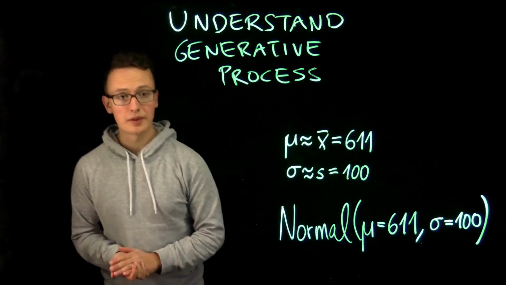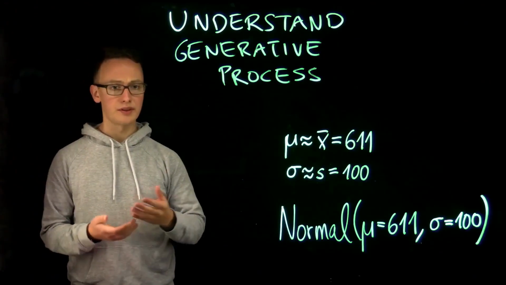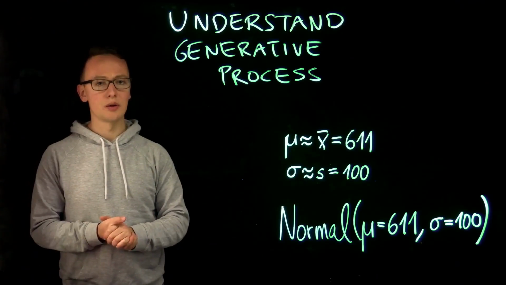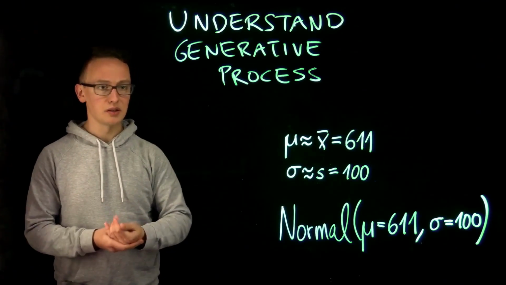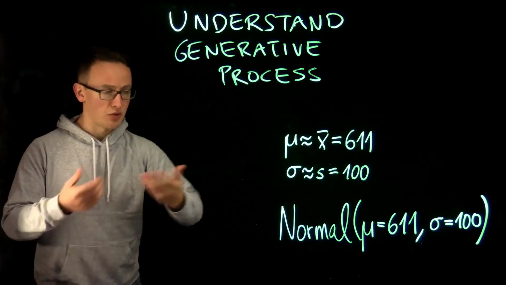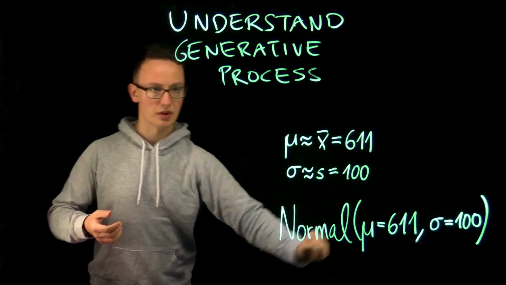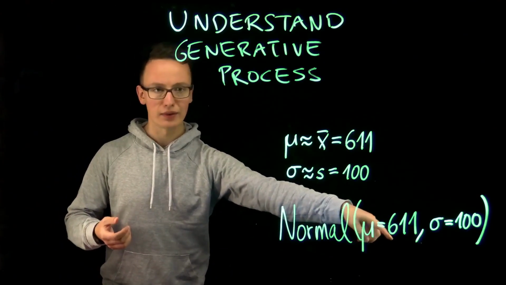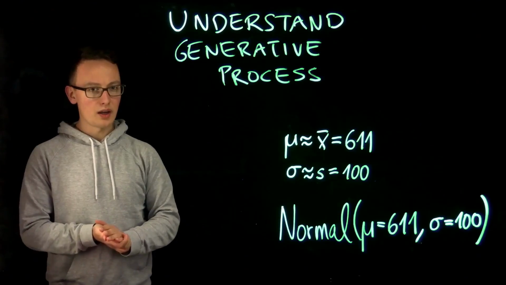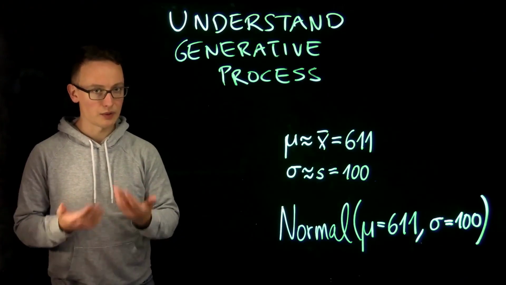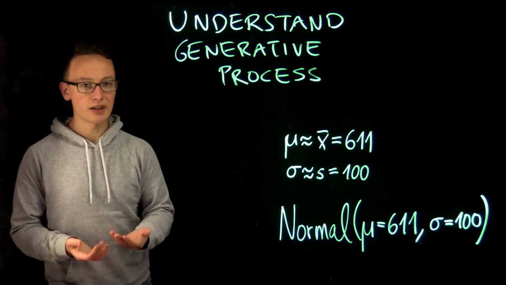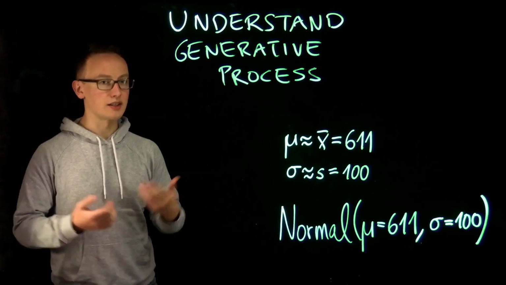All right, so we just saw this example of these happiness scores from the sample of 100 students, which turned out to be distributed in such a way that we can approximate the generative process using this normal distribution with mean 611 and standard deviation 100. Now, let's say we gave these same 100 students a different questionnaire also, which is not measuring happiness, but instead is measuring anxiety, okay?